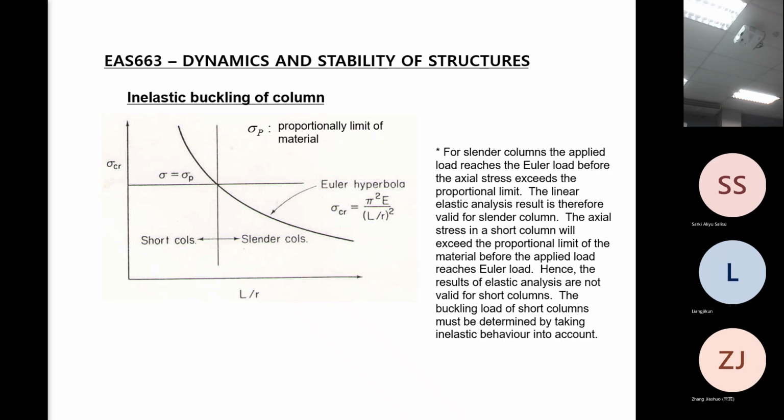Okay. So remember that for a slender column, the applied load reaches the Euler load before the axial stress exceeds the proportional limit. So the linear elastic analysis is therefore valid for slender columns. So what we have discussed is valid only for slender columns. The axial stress in the short column will exceed the proportional limit of the material before the applied load reaches the Euler load. When it becomes short, if you use the Euler load, the load will be very high, so it cannot reach this high load. Before that, the stress is already more than the proportional limit and exceeds the yield stress also.